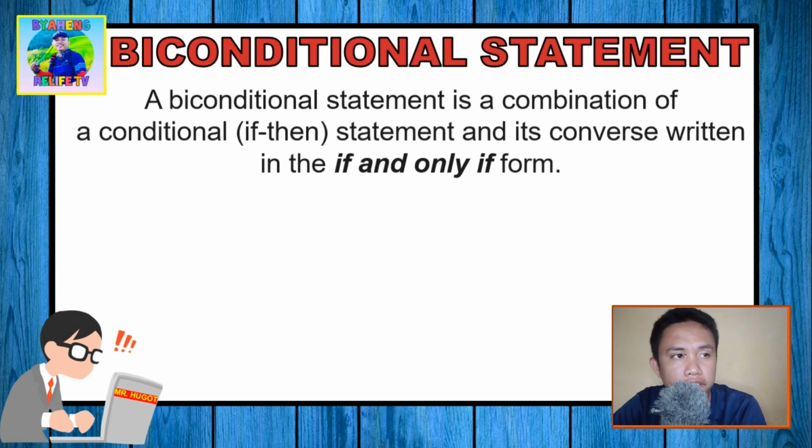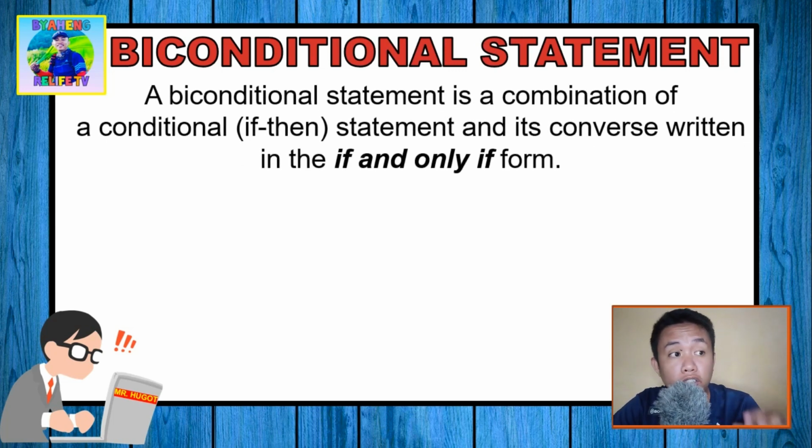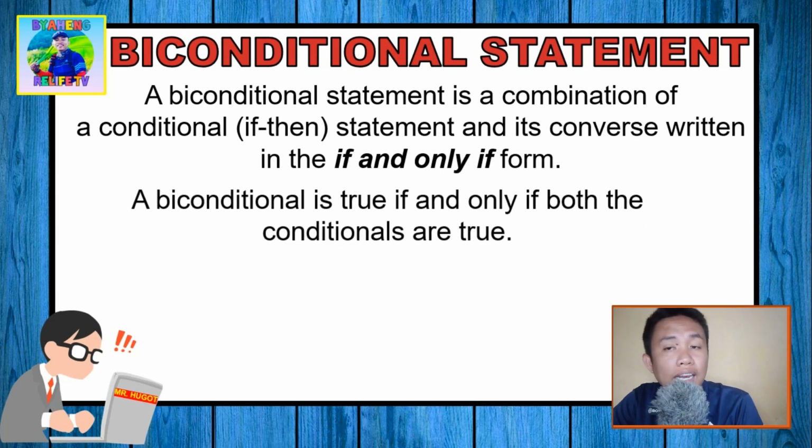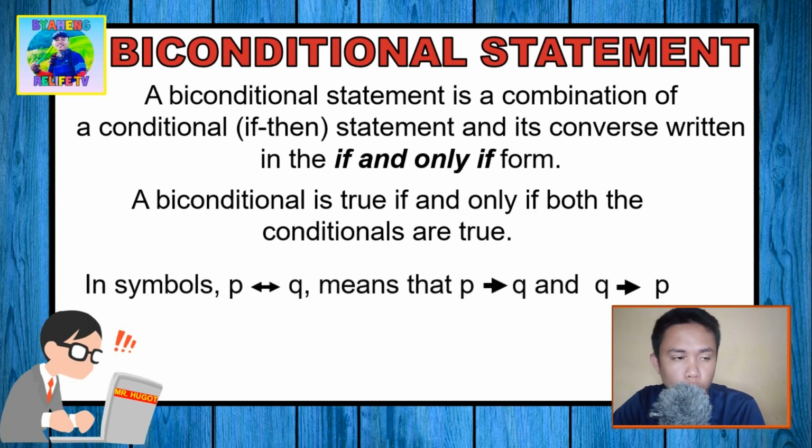So okay, let's try to define biconditional statement. So pag sinabi biconditional statement guys, a biconditional statement is a combination of a conditional, an if and then statement, and its converse written in the form if and only if. Ibig sabihin guys, kung pinag-uusapan natin yung word ng if and only if, kung baga sa Tagalog, ma-relate ko to sa kung at kapag. So, kapag nangyari isang bagay at kung mangyayari isang bagay, ito yung if and only if. So, mangyayari lang guys ang biconditional statement kapag ang conditionals niya at saka yung kanyang converse ay parehas na true.